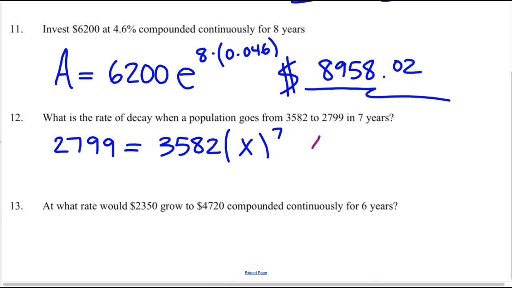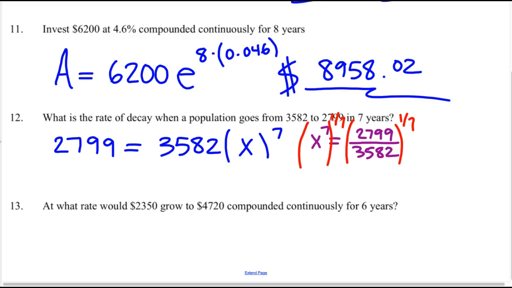Switch colors. Say we have now x to the 7th is equal to the ratio 2799 over 3582. And to get rid of the 7th power, I take both sides to the inverse to that, which is to the 1/7 power. And I will have my, sort of have my rate of decay. There's a little twist at the end here.